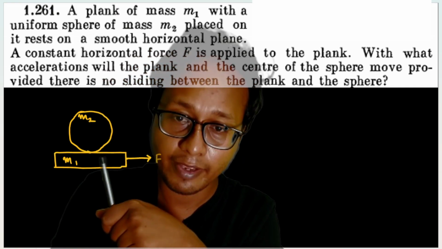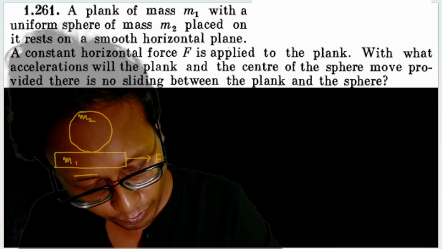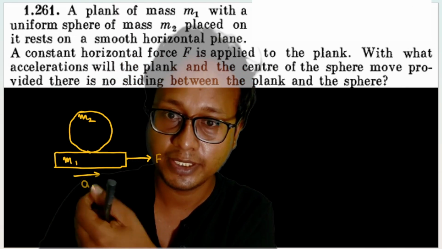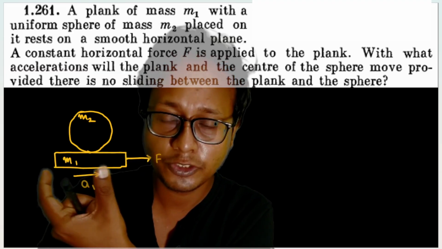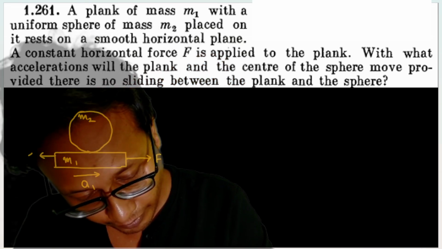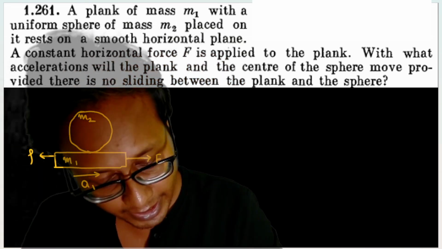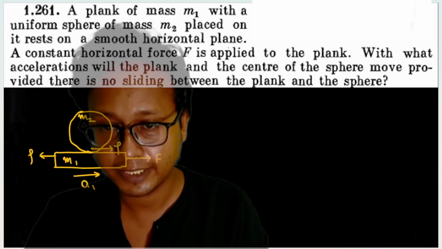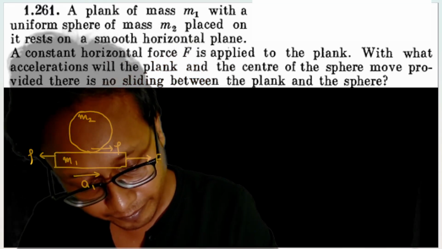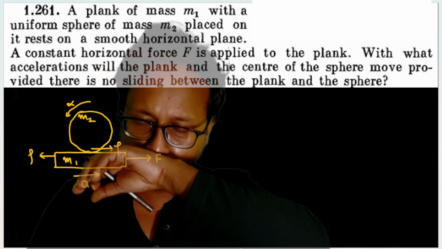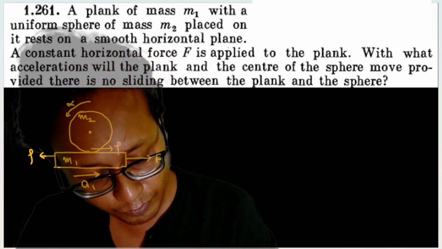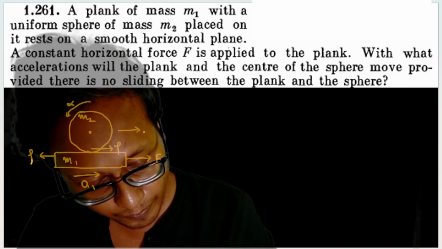So if F goes towards right, let's say m1 moves right with acceleration a1. In which direction is the friction force? Assume the ground surface to be frictionless. If m1 tries to move towards right, this surface tries to slip towards right. So the friction force on m1 would be towards right. The equal and opposite reaction on the sphere would be towards right. This friction force is trying to rotate m2 in the counterclockwise direction, so there would be an alpha here. And the center of the sphere is moving with some acceleration. Let that acceleration be a2.